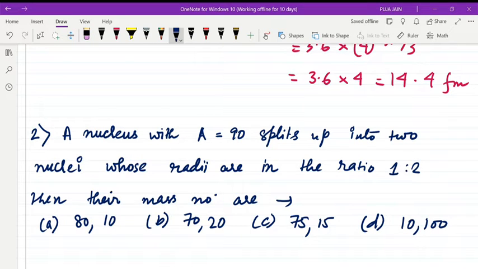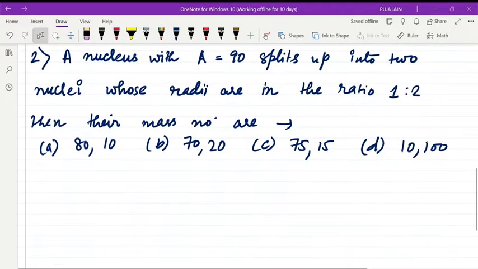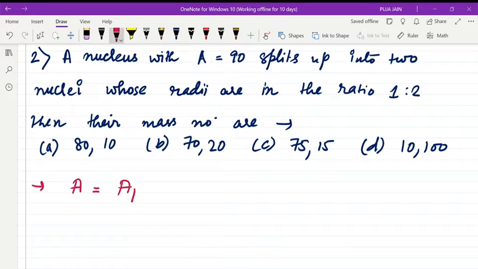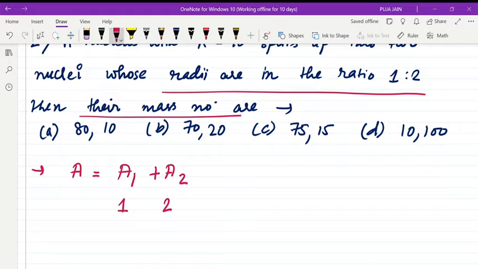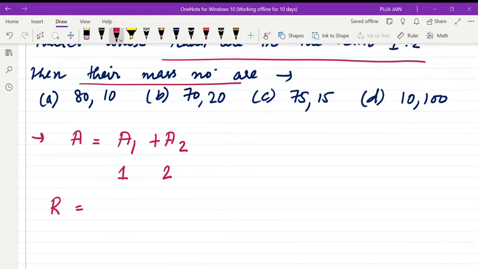Okay, so in the question they have said a nucleus is there whose mass number is 90, which has split into two nuclei, and the radii are in the ratio 1:2. So if so, I can say A is equals to A1 plus A2. These are the two nuclei, nucleus 1 and nucleus 2. So radii are in the ratio 1:2. They need to find the mass number. Also in the first question I have used this formula, R is equals to R naught, A to the power 1/3.